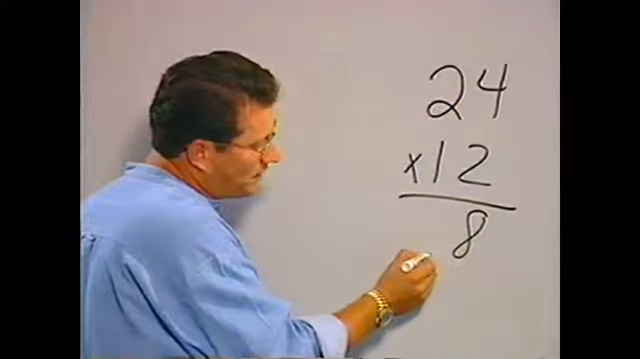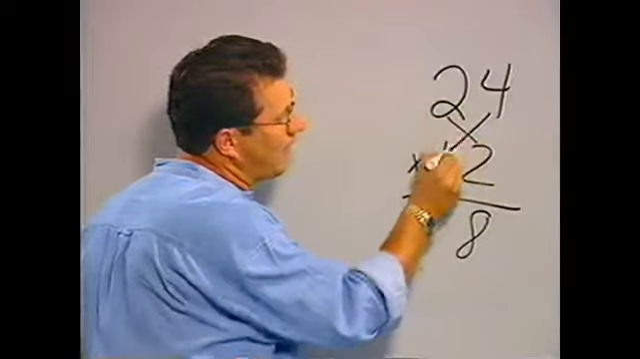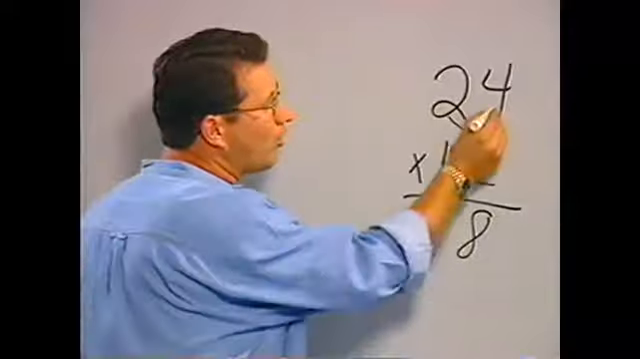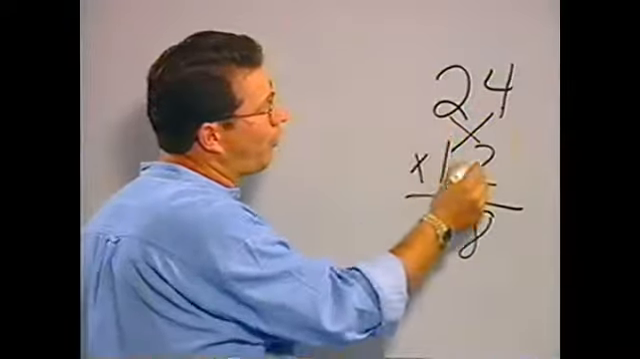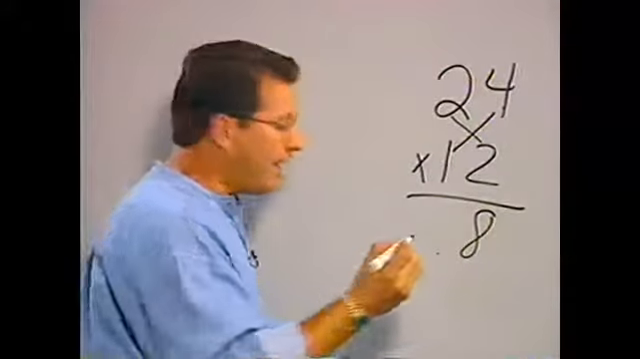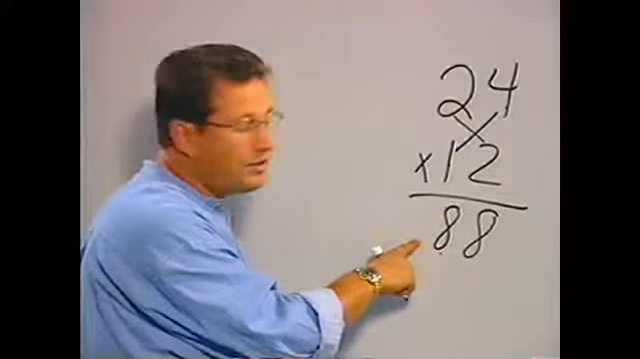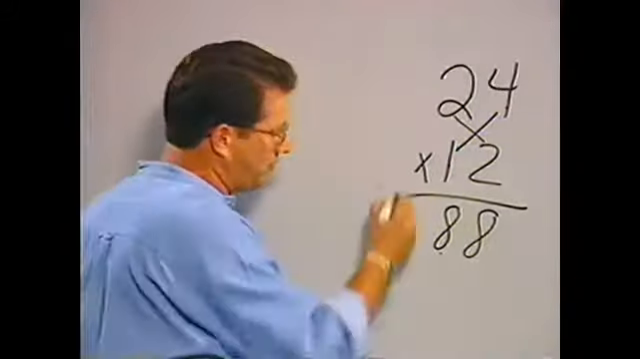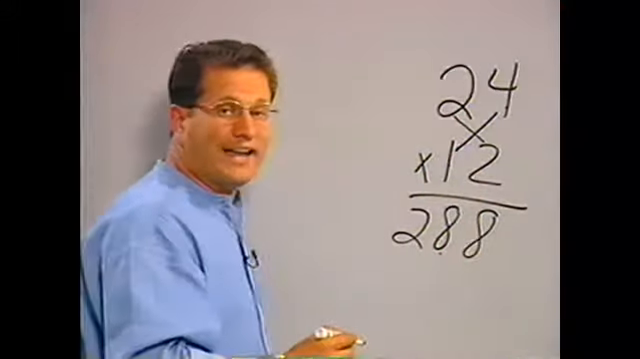To get the second digit in the answer, all you have to do is cross multiply and add them together. What's 2 times 2? 4. What's 4 times 1? 4 more. So add them together. What's 4 plus 4? 8. There's your second digit in the answer. Now to get the last digit, the left digit, just multiply the 2 numbers on the left. What's 2 times 1? 2. So your answer to 24 times 12 is 288.